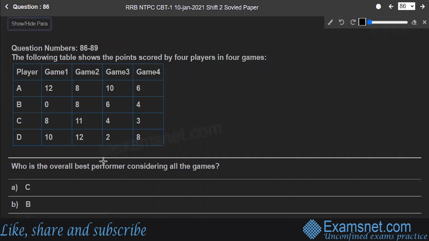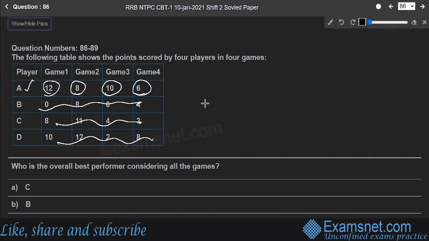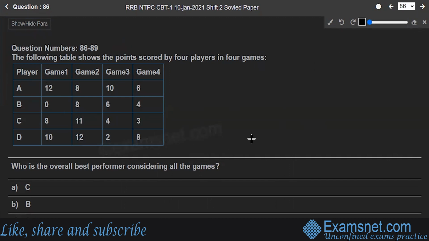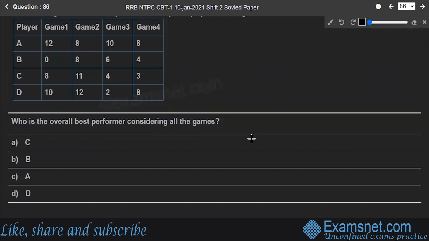So you are given this para, you have to answer the questions 86 to 89 based on this. The following table shows the points scored by 4 players in 4 games. So player A scored 12 in game 1, 8 in game 2, 10 in game 3, and 6 in game 4, and so on for the rest. Who is the overall best performer considering all the games? So if I'm looking at player 1, what is the overall score? 12 plus 8 plus 10 plus 6 is equal to 36.